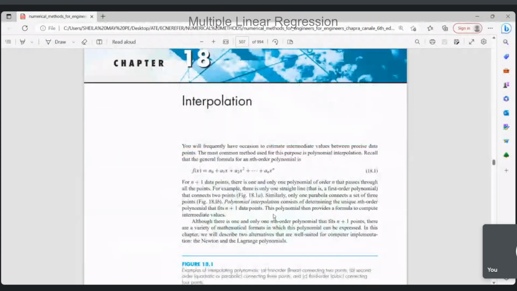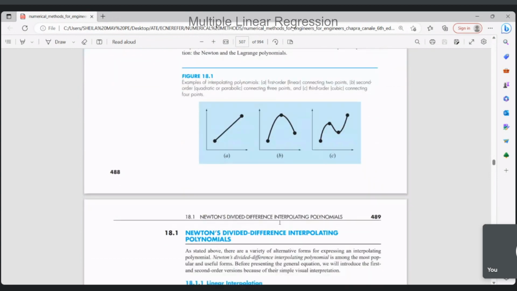Okay. So for interpolation class, polynomial interpolation consists of determining the unique nth order polynomial that fits n plus 1 data points. This polynomial then provides a formula to compute intermediate values. Now, for this interpolation, we will be discussing some topics under interpolation like linear, quadratic, and the Lagrange. Okay, so let's start for this one.